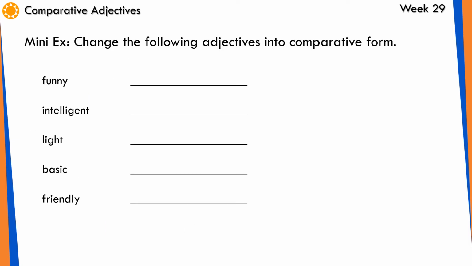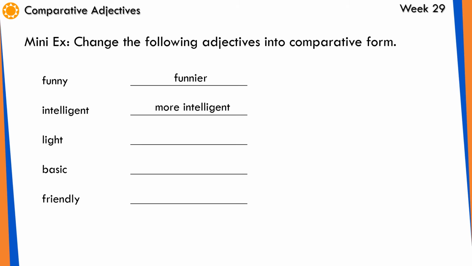Mini exercise. Change the following adjectives into comparative form. Funny. It has two syllables, but it ends with the letter Y. So we're going to use it as if it was a short adjective. We remove the letter Y and put the letter I, and then add ER, and we have funnier. Intelligent. It has three syllables. We need to add the word more before the adjective, and we have more intelligent.